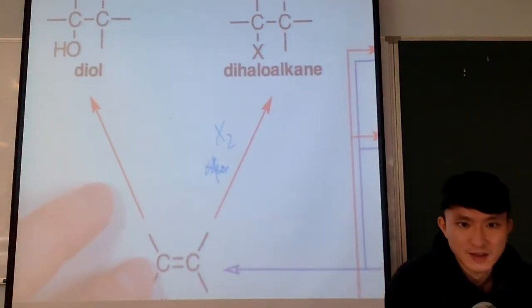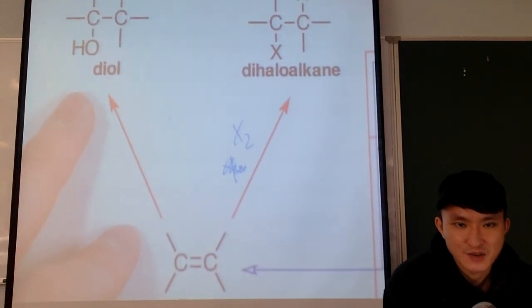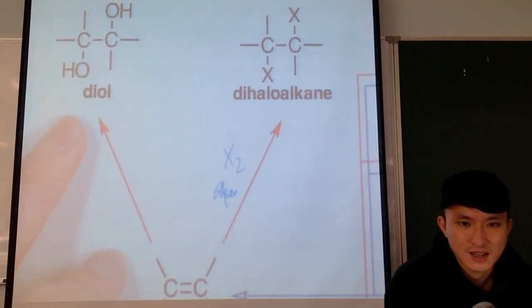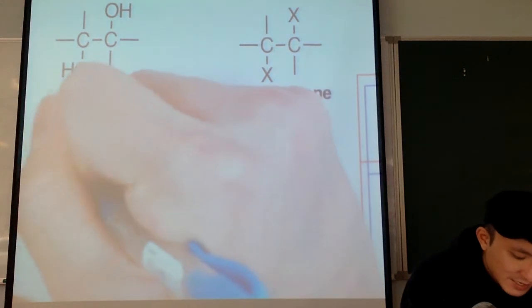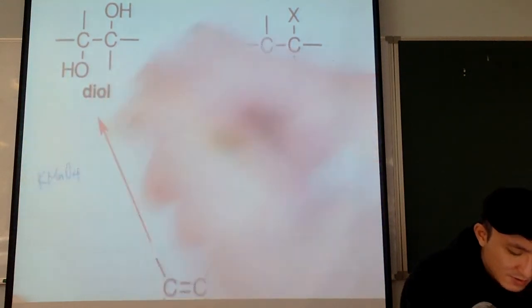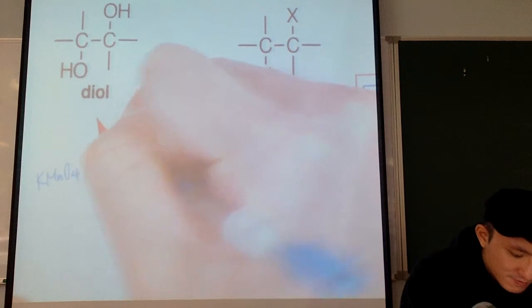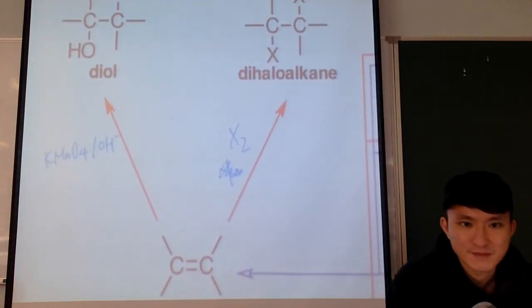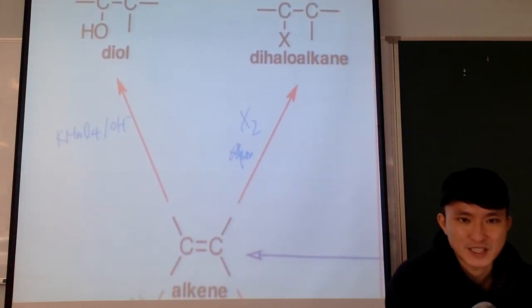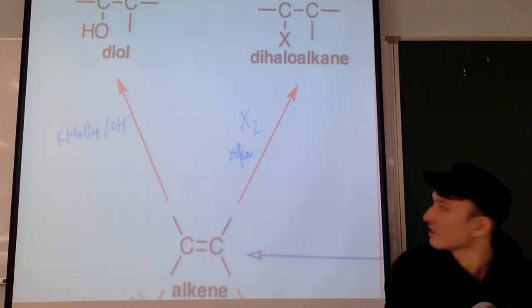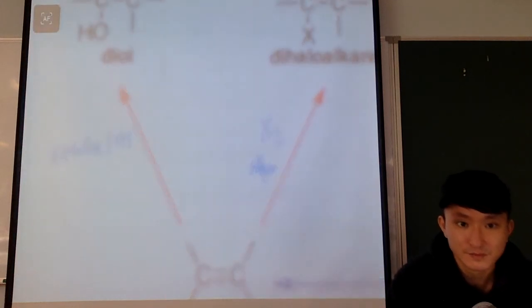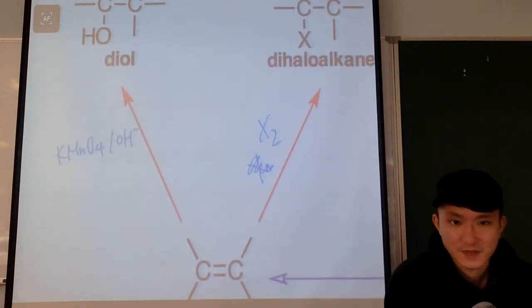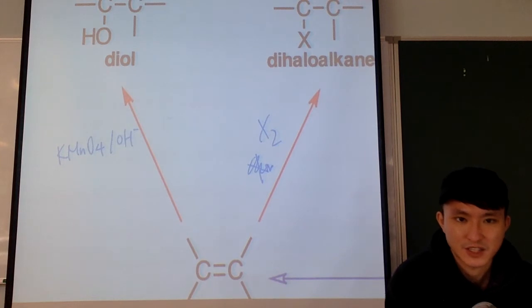And then this one, alkene to diol. If you remember, this is potassium permanganate in alkaline medium. Do you have to heat it? No, you don't heat it, because if you heat it, it will undergo further oxidation.